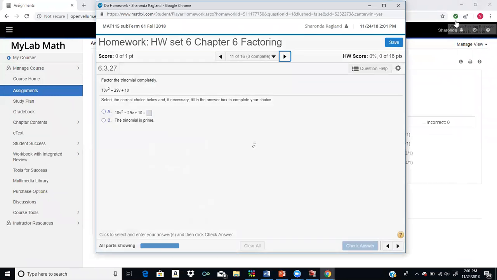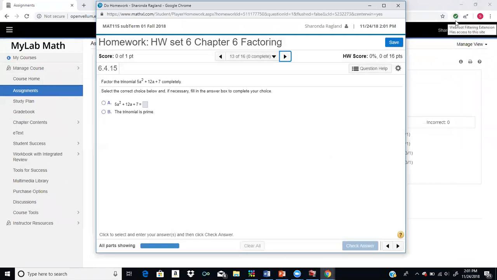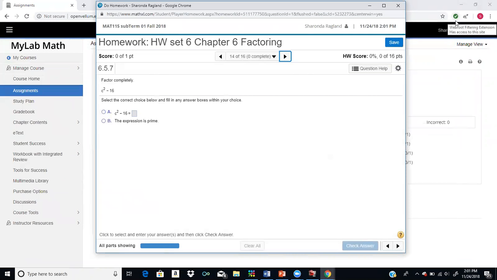Okay, trinomials still. All right, factoring. This is a process where you are factoring by pulling out the GCF, maybe factoring by grouping, dealing with trinomials 1 and trinomials 2. Now here you get into some special patterns.